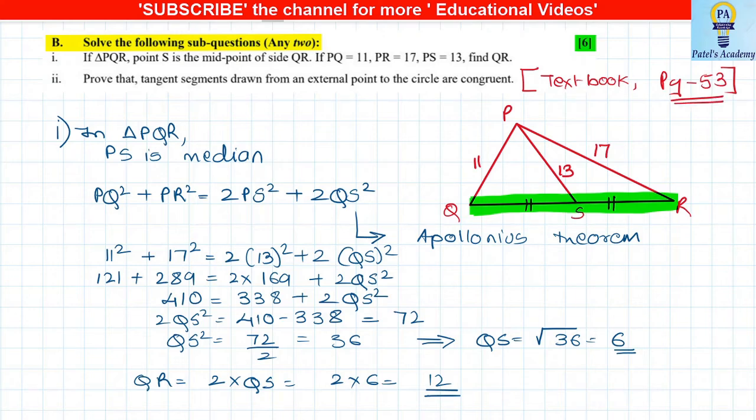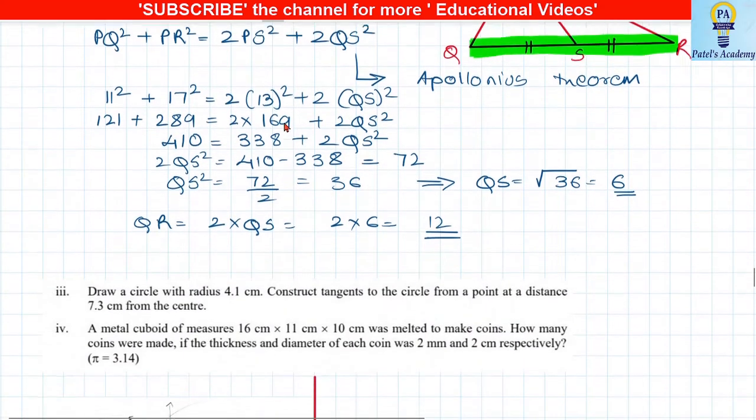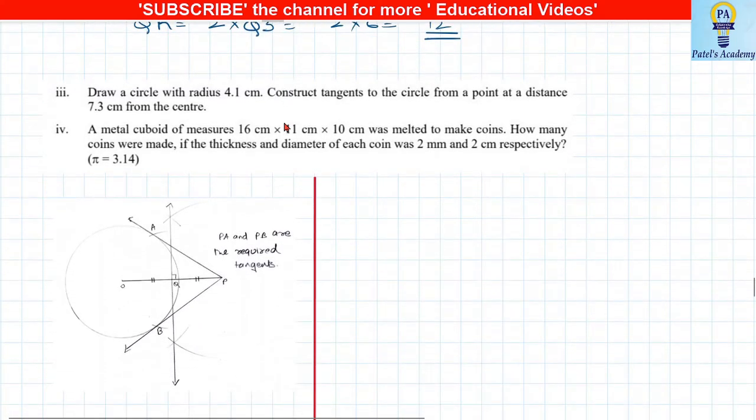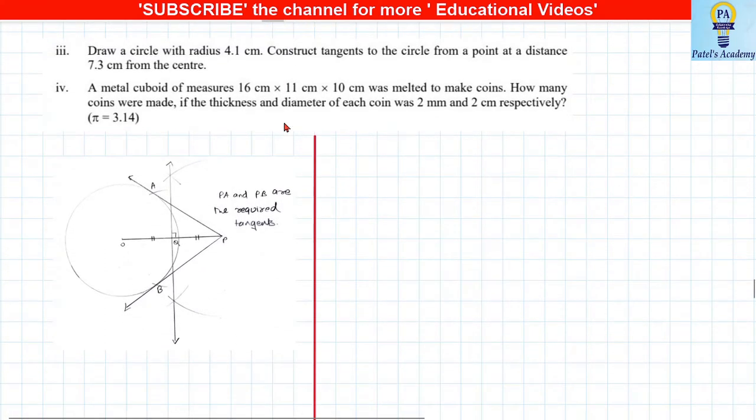That is, tangents from external points are congruent. We have to prove that. Okay, textbook page number 53. Now students, the next sum is of construction. Okay, let us see the sum.